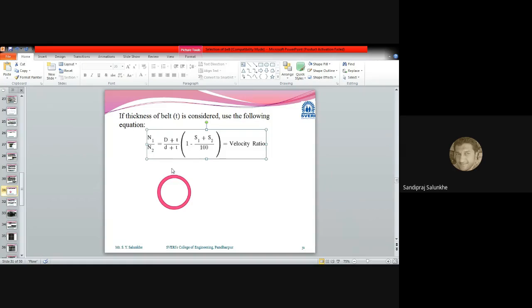If you consider this thickness, then the diameters will get modified, that is, thickness t will be added, where t is the thickness of the belt, and the remaining formula will remain the same, that is, percentage slip in the driving pulley as S1, percentage slip in the driven pulley as S2. And we are going to get the value of the velocity ratio. Got it?